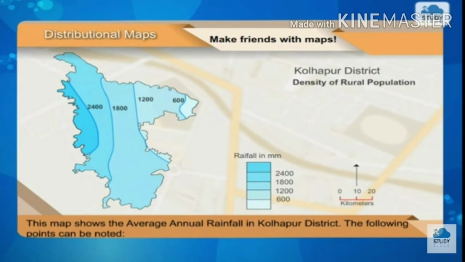If you see, the rainfall goes on decreasing from west to east. The highest value of the rainfall is 2400 millimeters and the lowest is 600 millimeters. The rainfall goes on decreasing from west to east. The class intervals are shown with the help of tinting method. This map is drawn with the help of isopleth method.